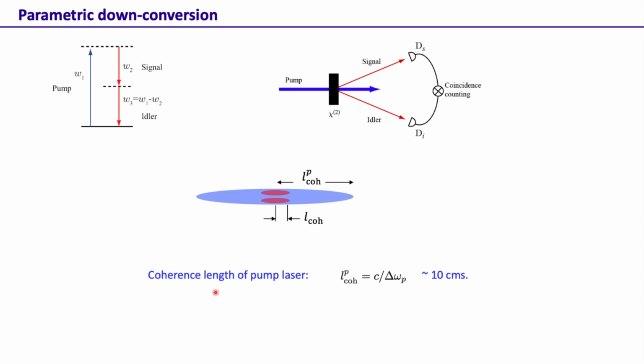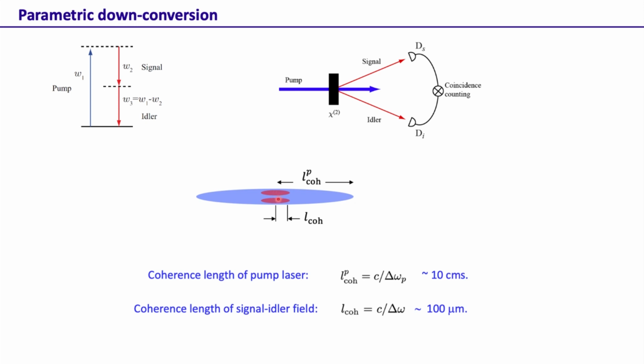Let me also remind you that the coherence length of the pump or laser in a typical laboratory setup is about 10 centimeters or so, and the signal and idler fields can have a coherence length of 100 microns or so. With these numbers, let's see if we can have an intuitive understanding of two photon interference in this kind of coherence packet representation. In the one photon case, we had a single coherence packet. In the two photon case, we have the smaller coherence packet associated with individual photons, and then an overall much larger coherence packet associated with the two photon state itself.